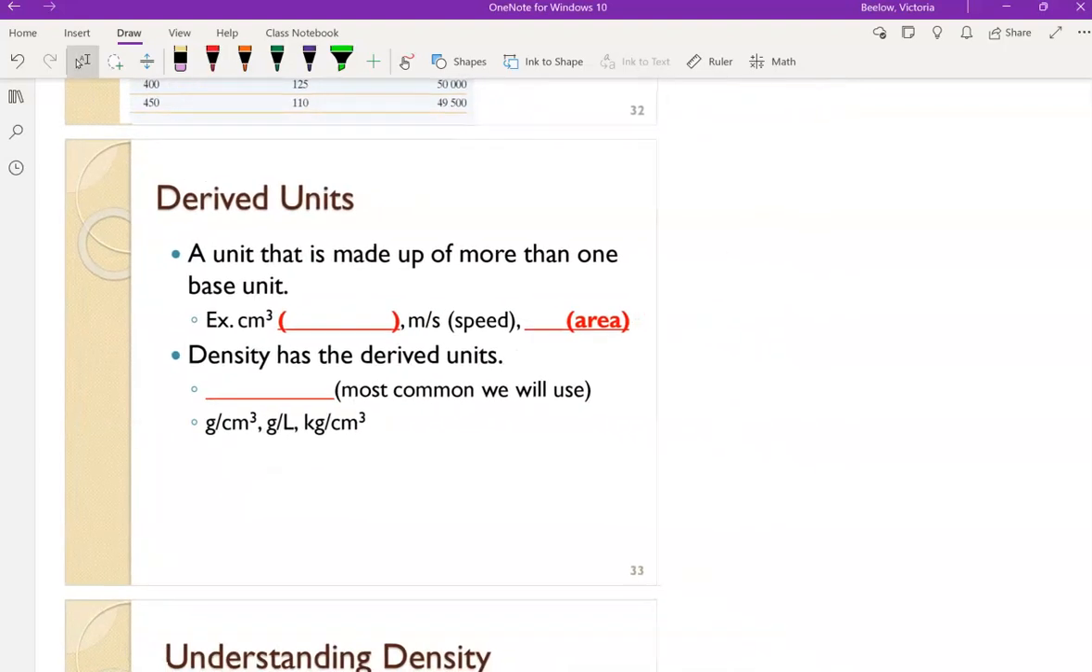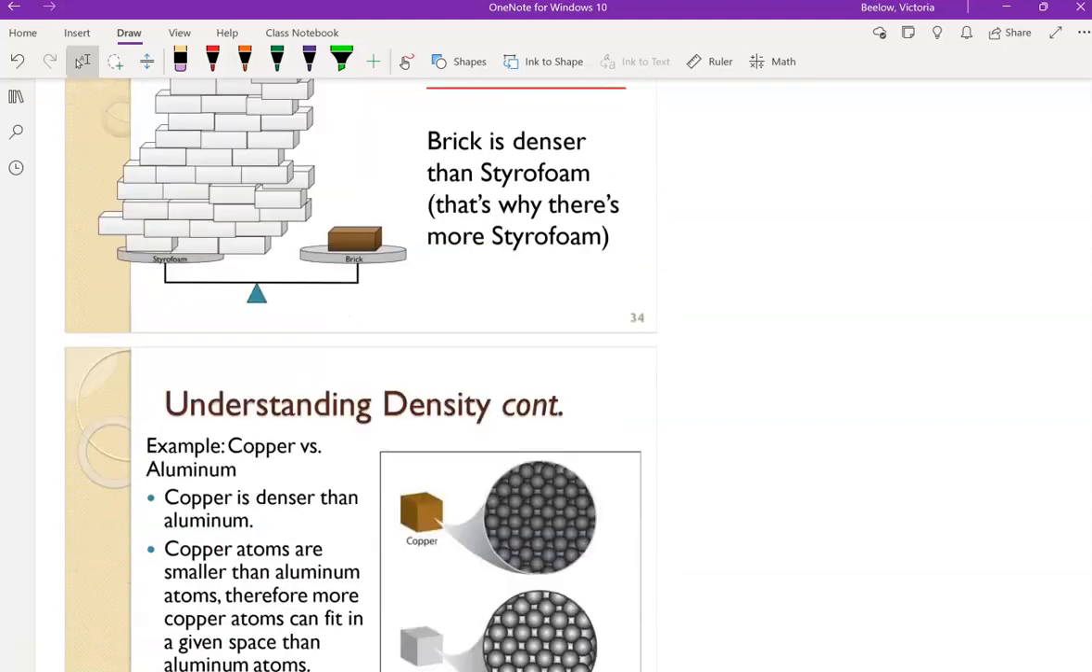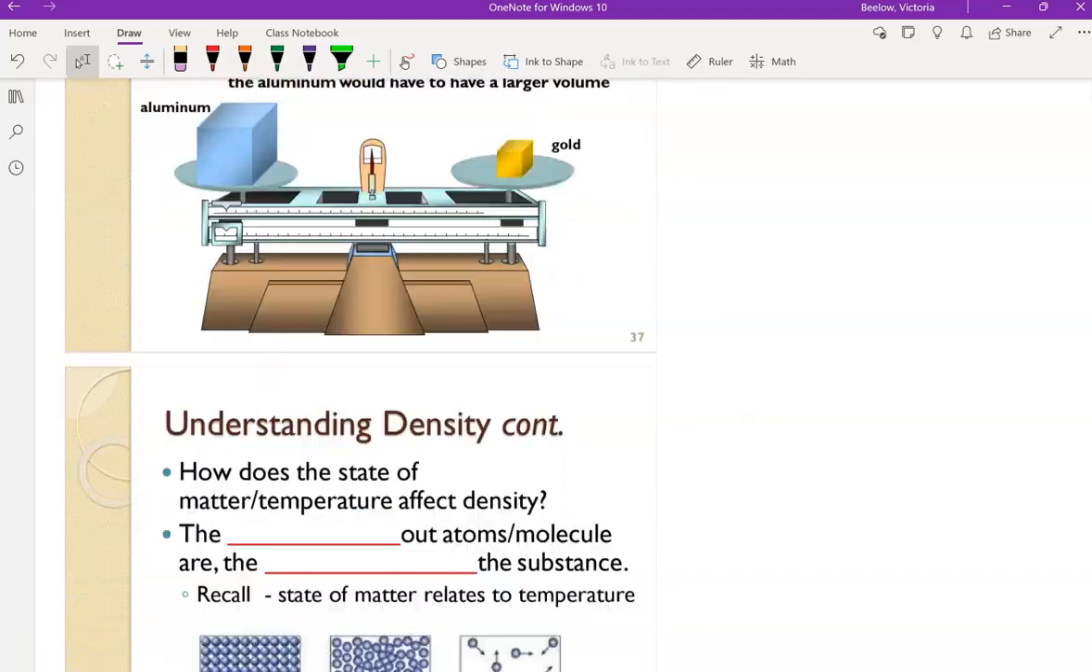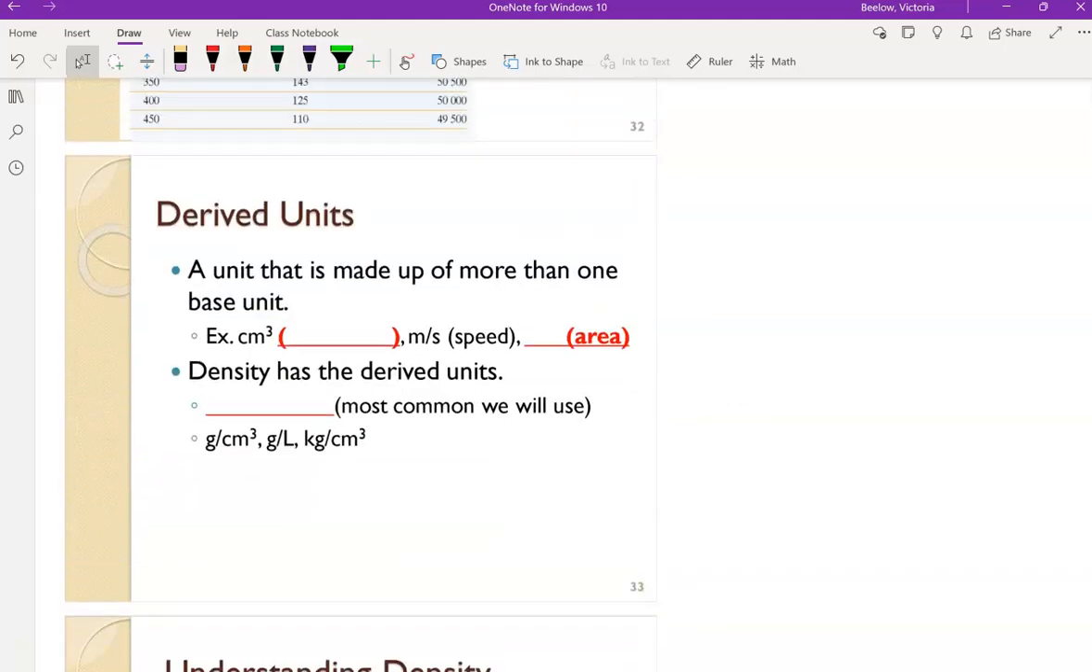In this video, I'm going to be going over the Chapter 2 notes, slides 33 to 40, over the concept of density.